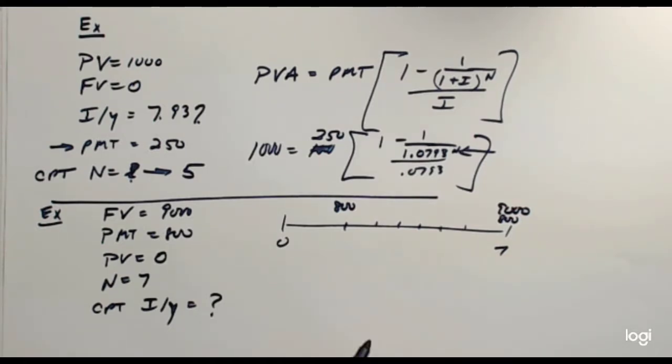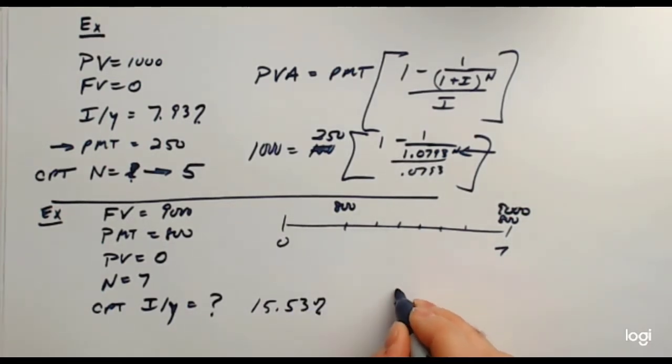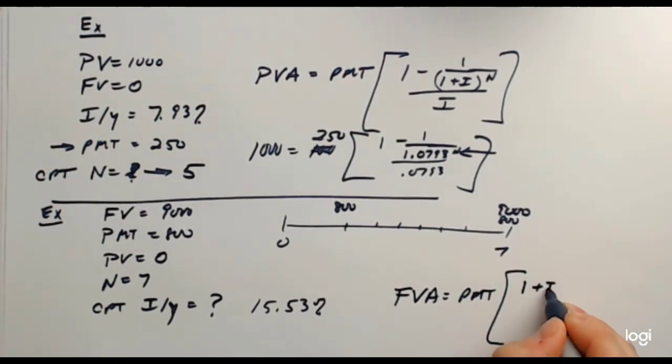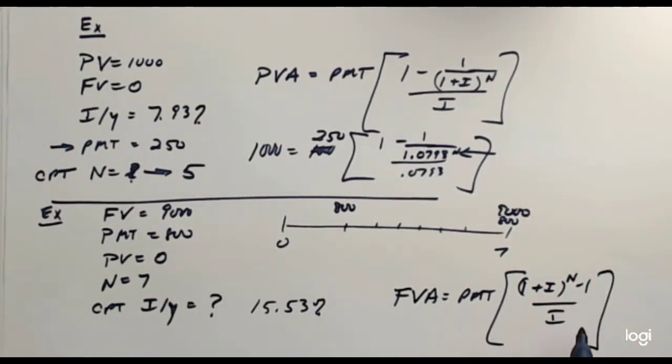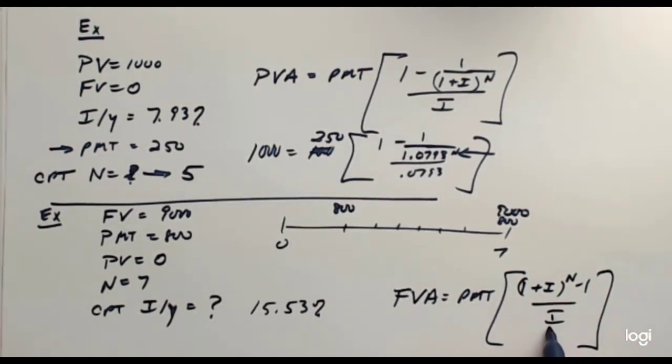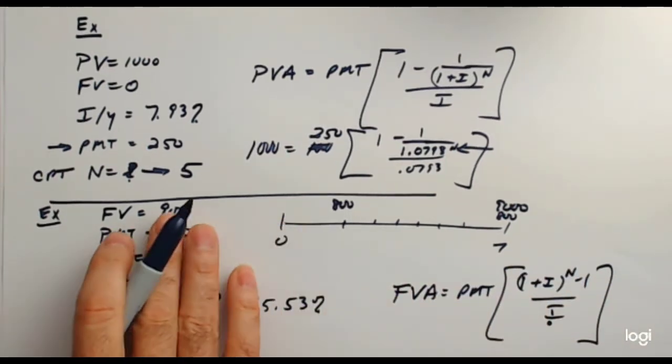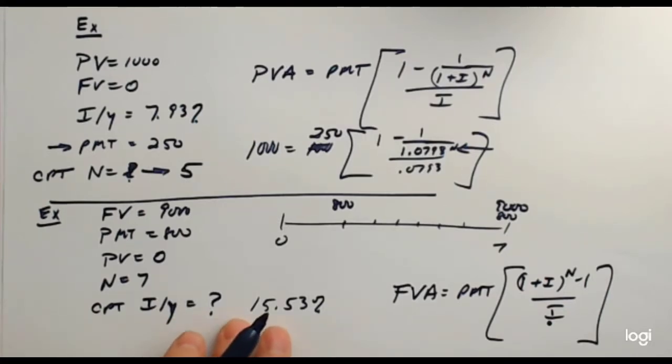So if you solve for this, it'll come out to be 15.53 on your calculator. There's an alternative method. Recall this formula. Future value of annuity equals a payment times 1 plus I to the n minus 1, all over I. And you could be trying to solve for this I, but this is a nightmare to solve mathematically because you got I up here with an exponent, and then it's down here in the fraction. A real headache to solve.